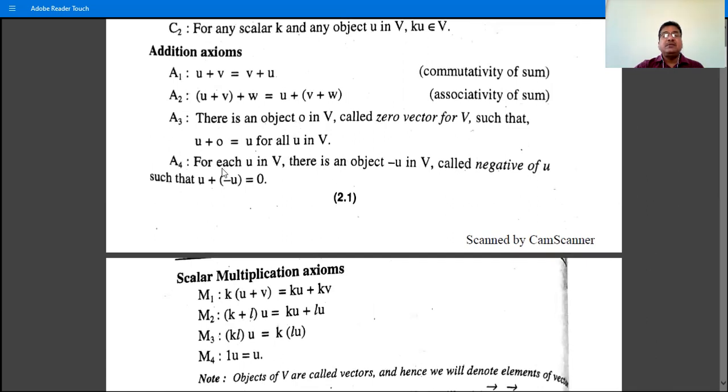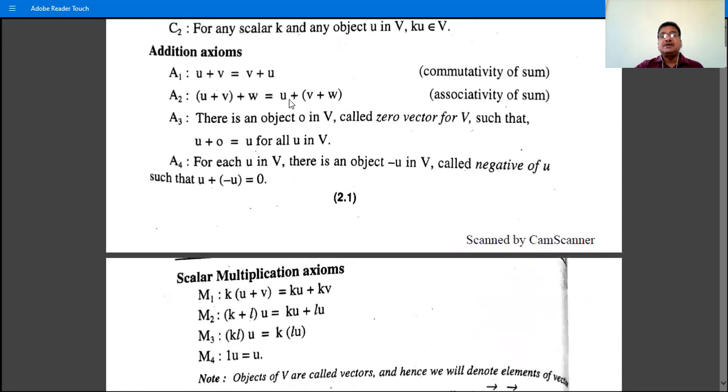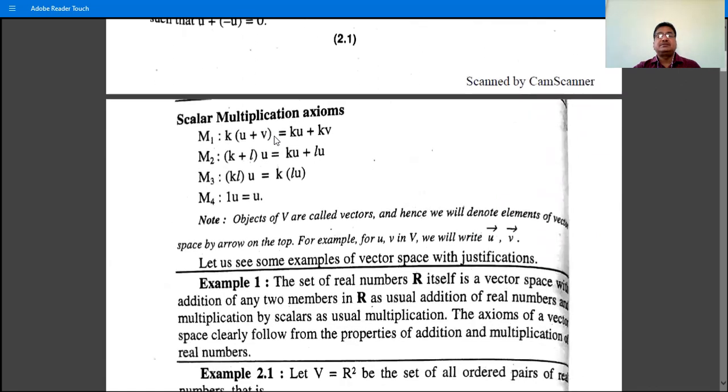A3 and A4 are satisfied for the integers, but the properties C1, C2 are not satisfied for integers, and therefore the set of integers, that is Z, is not a vector space or linear space over R. If you consider the property u + v and v + u, this is satisfied for the set of natural numbers as well as the set of integers. This property is also satisfied for both sets, but these two properties are satisfied for the set of integers and not satisfied for the set of natural numbers.